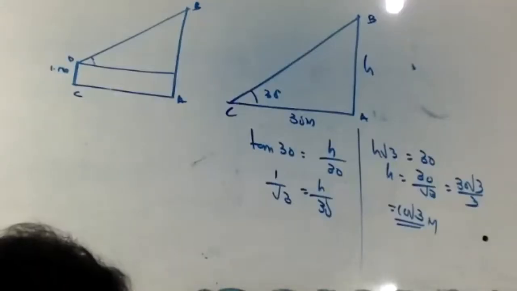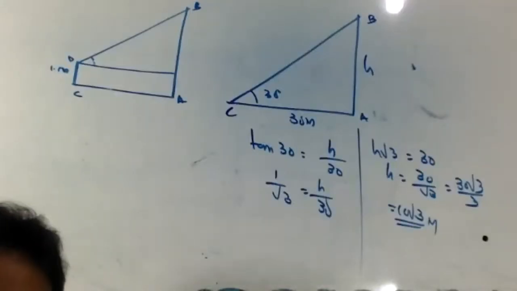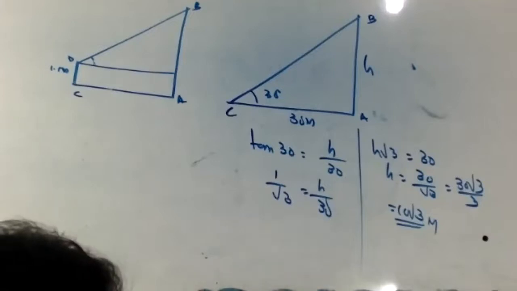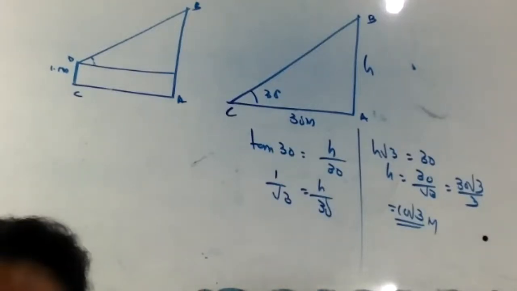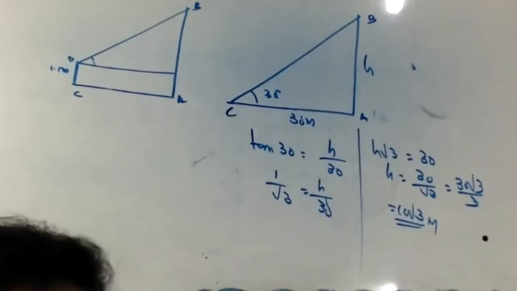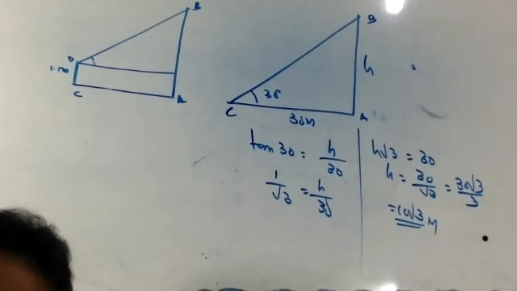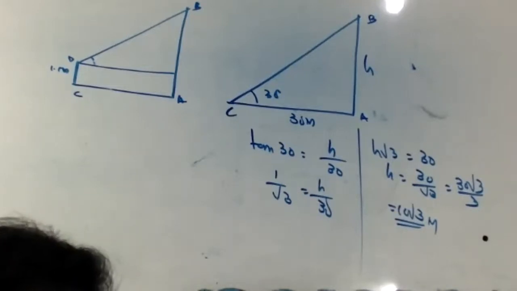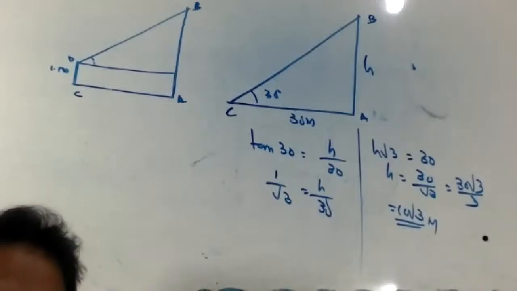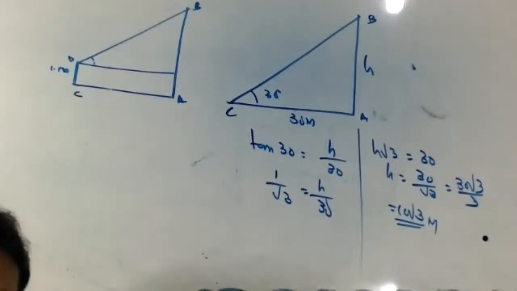A kite is flying at a height of 60 meters above the ground.